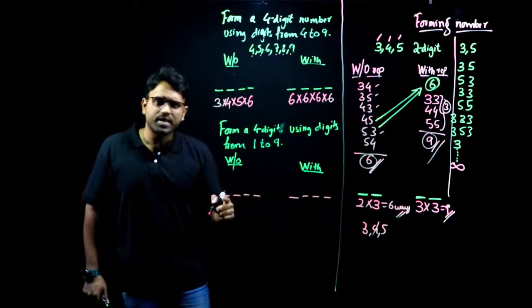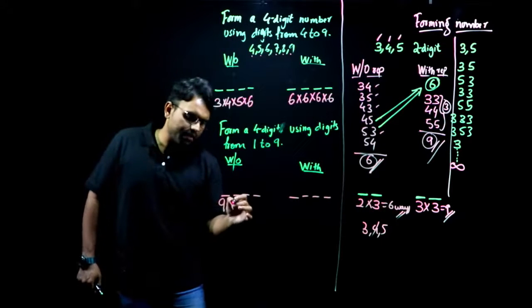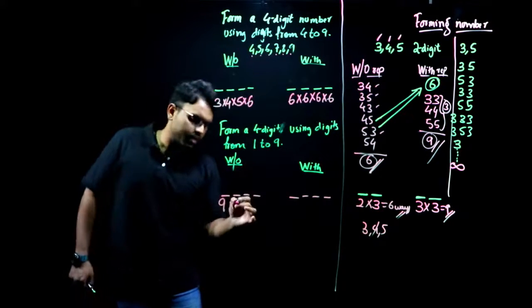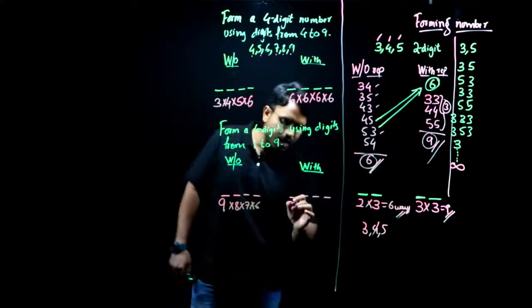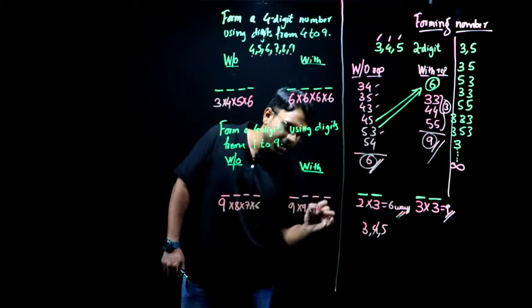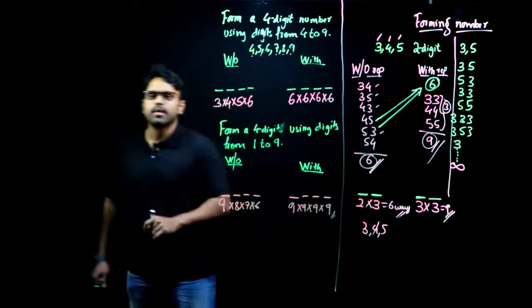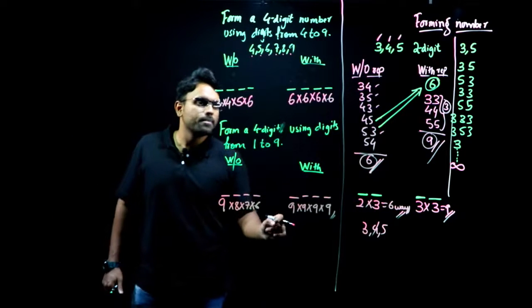So how many different ways can I fill the first blank in? 9 different ways. Next blank, I've used 1 number among the 9 numbers, so I can fill it in 8. Next one in 7. Next one in 6. So here what will happen? With repetition, I can use the number, so 9 again, 9 again, and 9 again. Able to follow everyone? Are you guys sure?